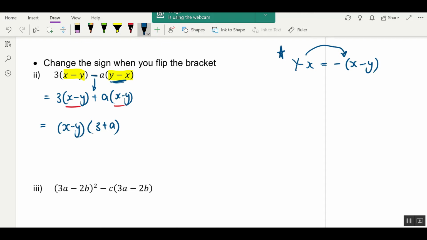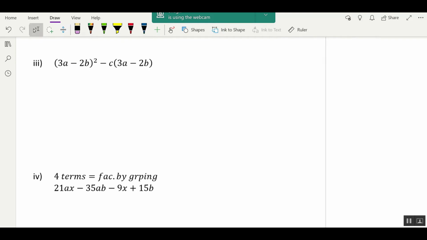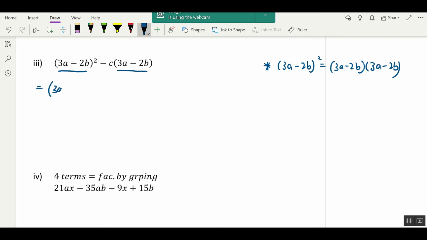The next one, many students struggle with this also. It's a factorization question, so read the question properly. If they ask you to factorize, do not go and expand. For this part, first students have to understand that 3a minus 2b squared is equal to 3a minus 2b multiplied by 3a minus 2b. If you can understand that, then it's easier to see that there's a 3a minus 2b here and there's a 3a minus 2b here. I take out a 3a minus 2b. When you're taking out something complicated, keep it with a square bracket.